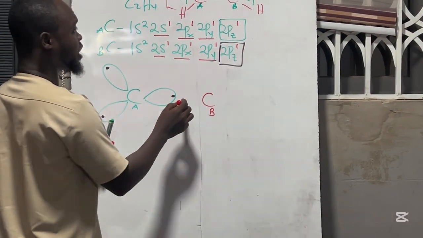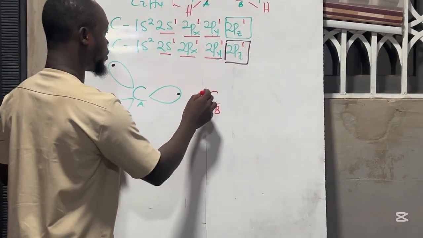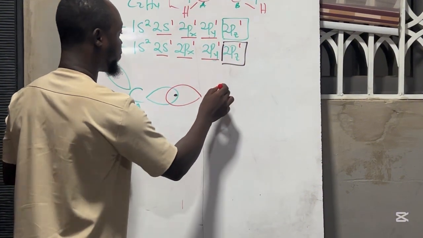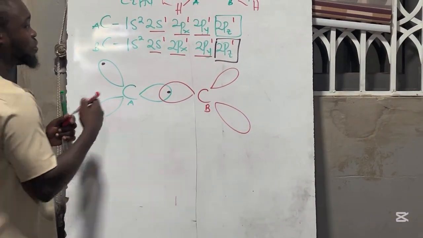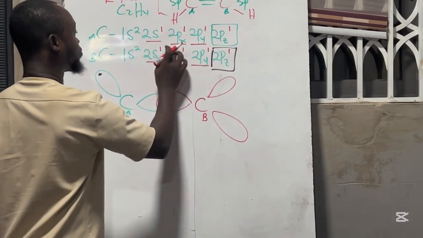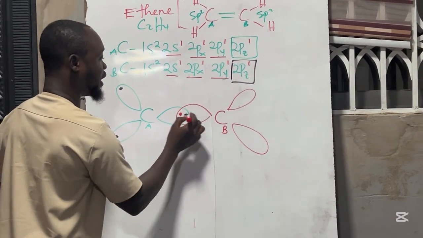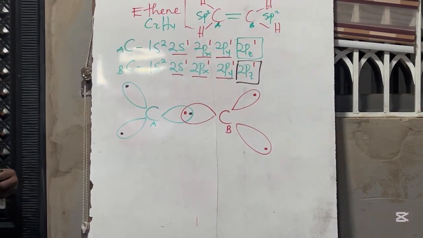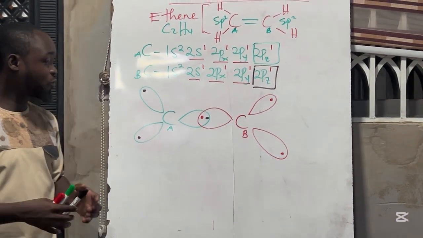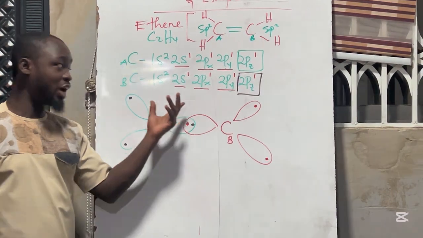carbon B is also sp2 hybridized. So we draw the sp2 hybridized shape for carbon B as well. Don't forget, we are using electrons. So we need to indicate the electrons being used in the formation of the hybrid orbital. So this is the first orientation of carbon A and carbon B in terms of their hybridization state.